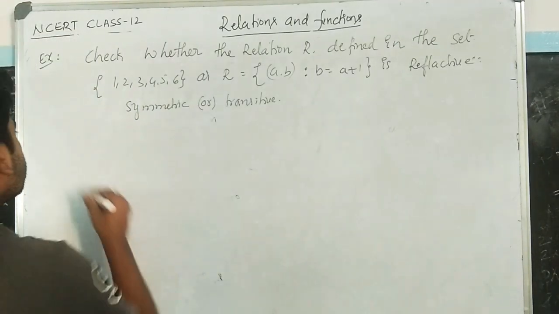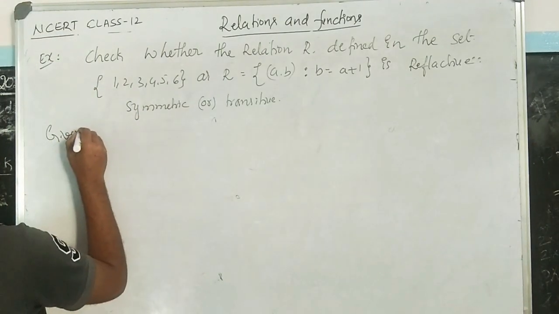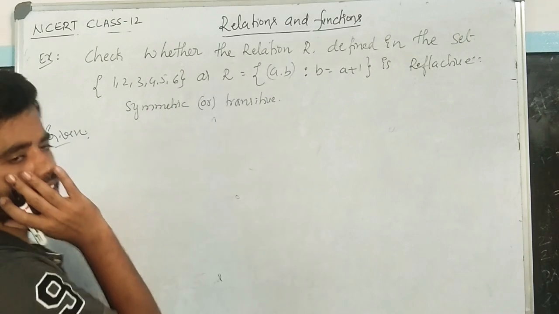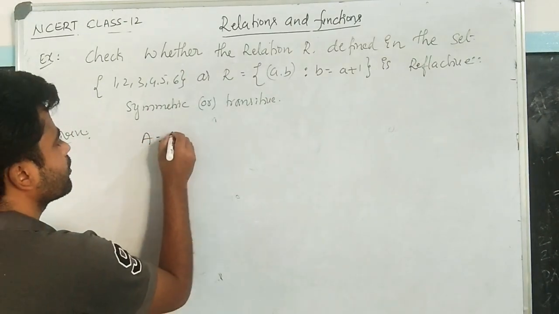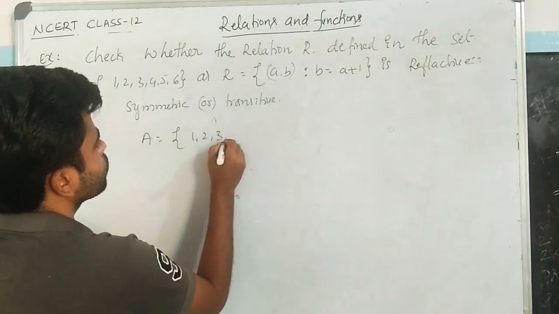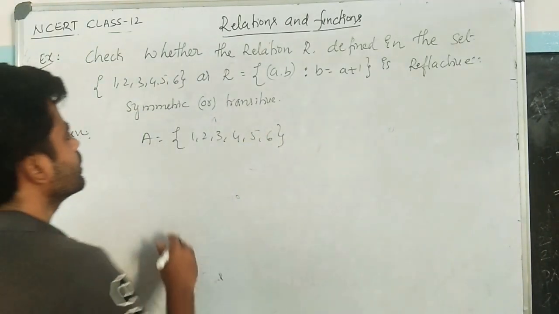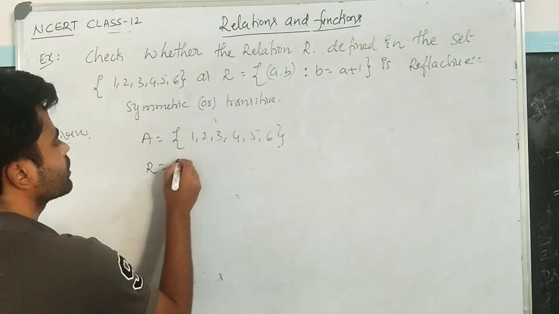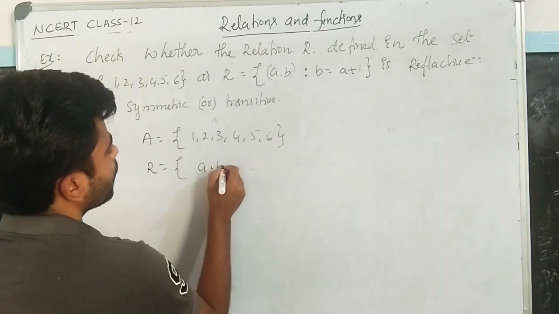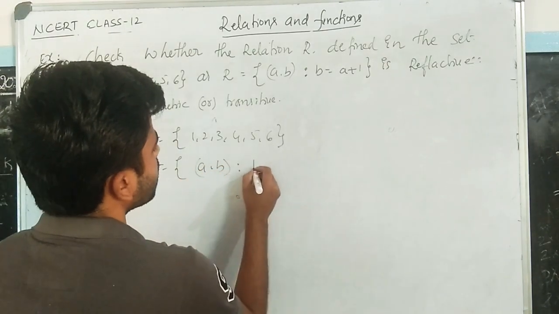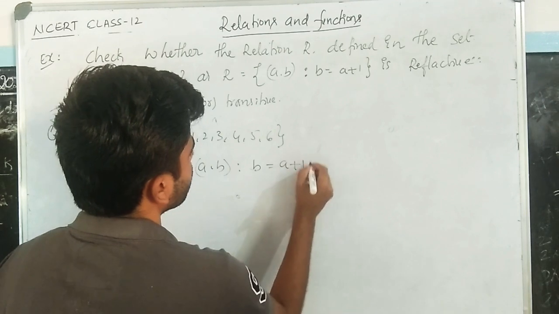Then first I will write what is given. What is the set they gave? I will take it as A, that is {1, 2, 3, 4, 5, 6}. Now R, what did they give? The set of ordered pairs (a, b) such that b is equal to a plus 1.